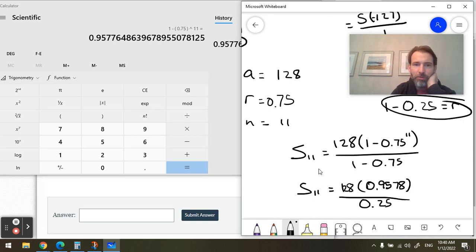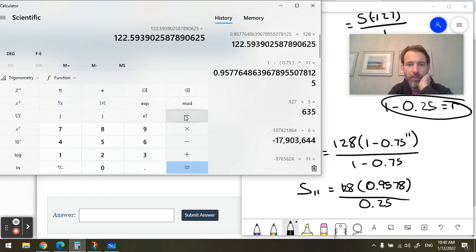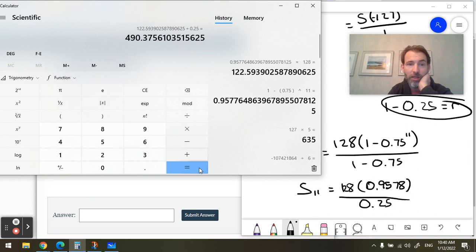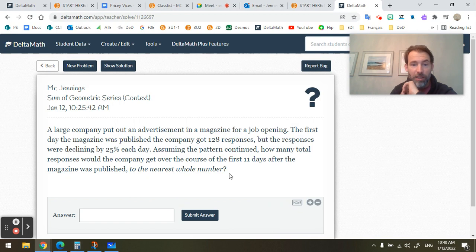Okay, so now let's do that on the calculator. Multiply by 128 equals, that's what's on the top, divide by 0.25, or multiply by 4 would be the same thing, 490.3. So round to the nearest integer, 490. So they get 490 responses to this ad.